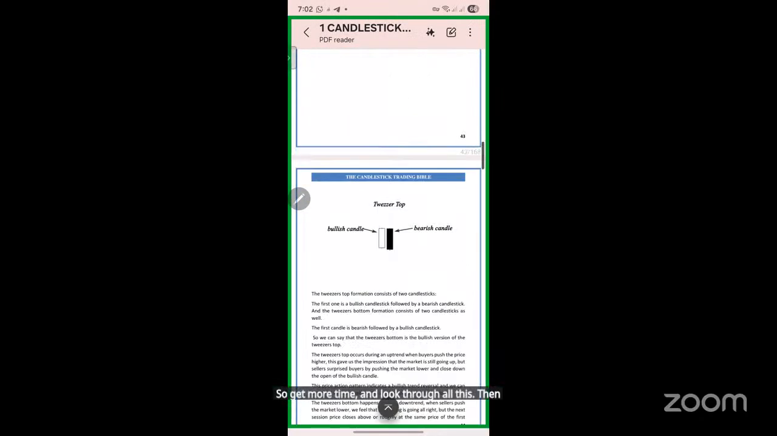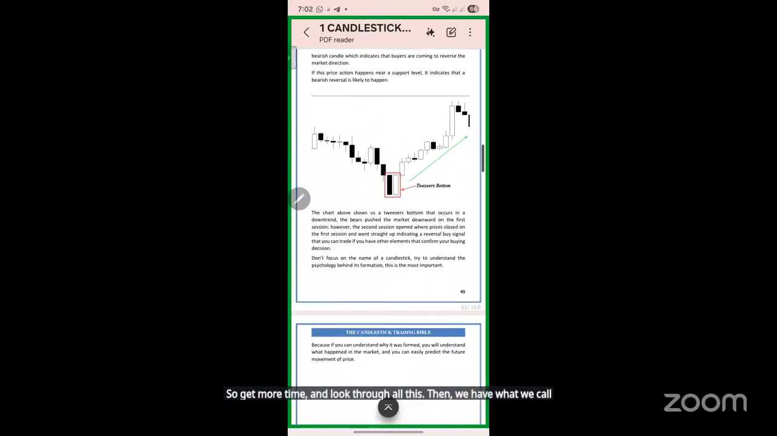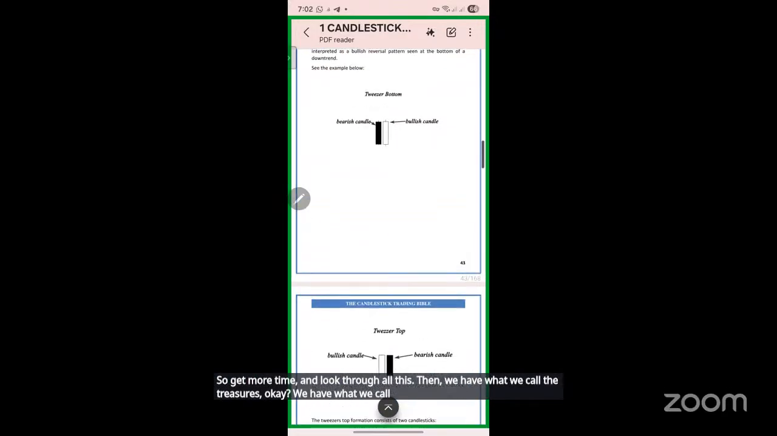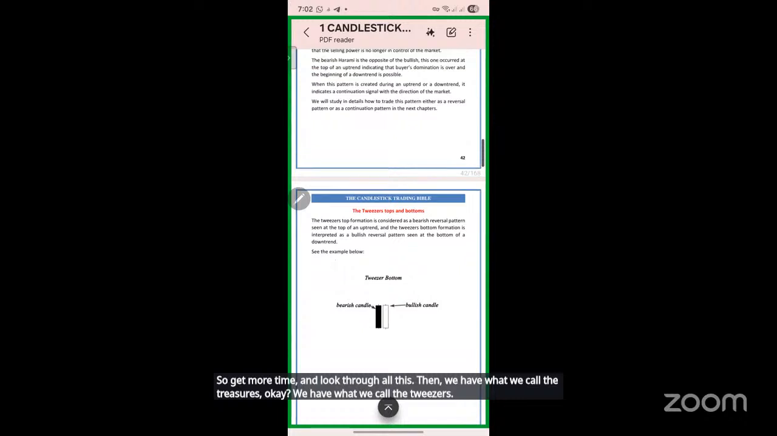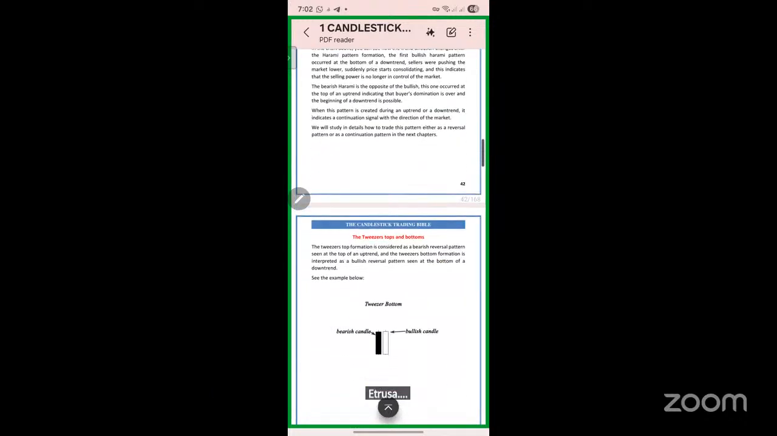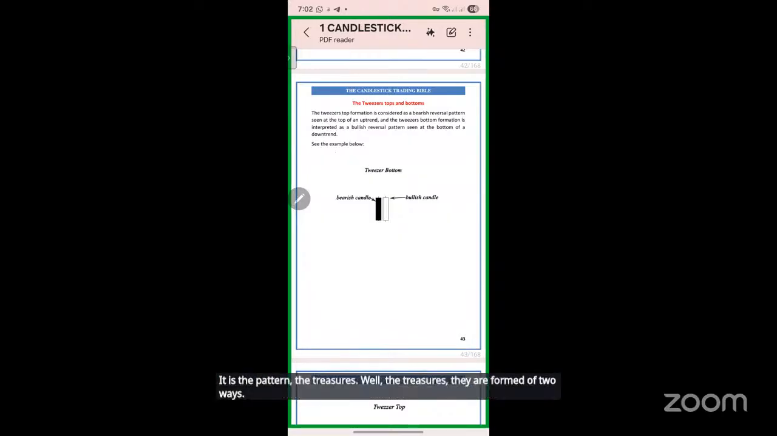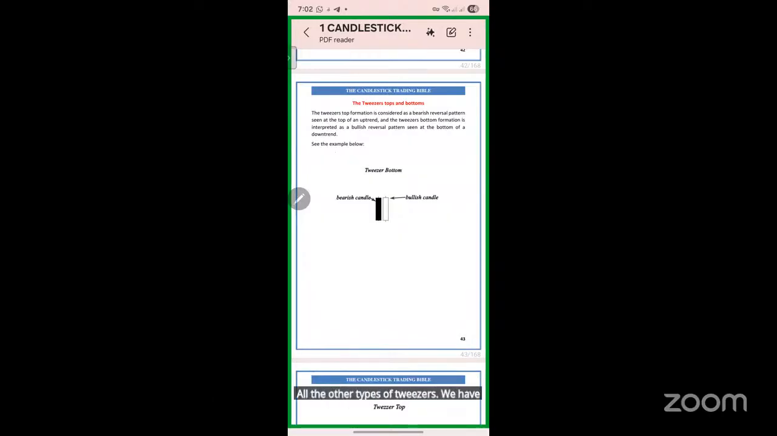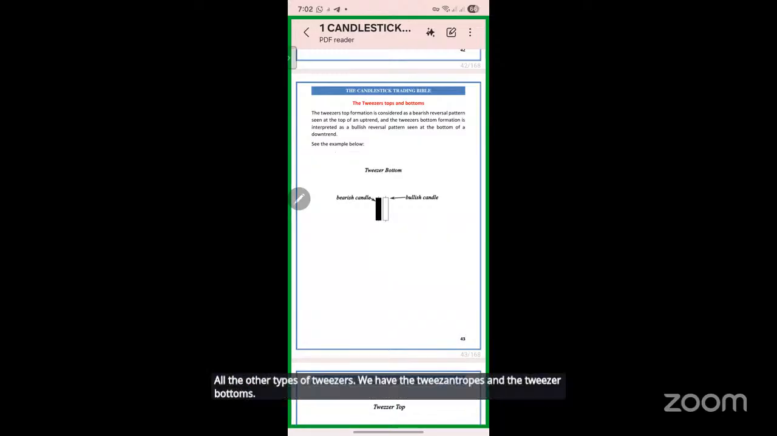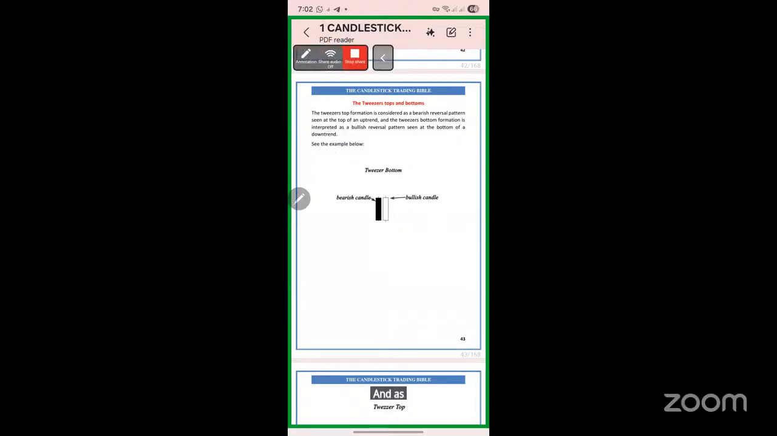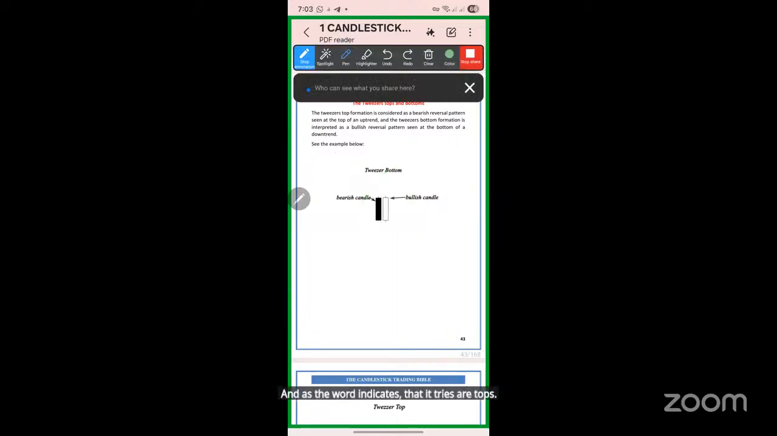Then we have what we call the tweezers, the tweezer pattern. There are two types of tweezers: the tweezer tops and the tweezer bottoms. And as the word indicates, this is a tweezer bottom.